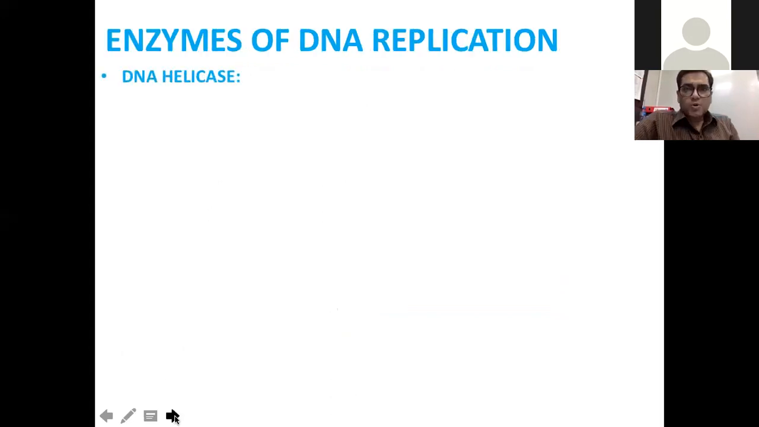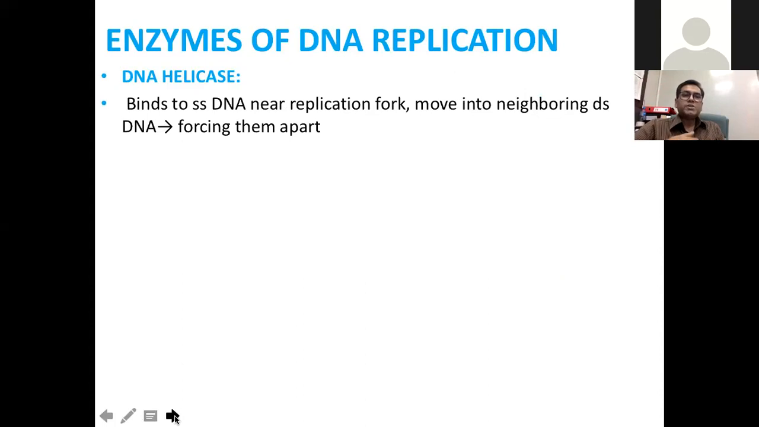Now, let's talk about the enzymes. What enzymes do we need for DNA replication? We need helicase, DNA helicase, because DNA is a helical structure. So before replication, what do we need to do? We need to unwind this helix. This helix will be unwound with the help of helicase. So the first enzyme we need is DNA helicase. What will DNA helicase do? DNA helicase will separate out the two strands and remove the helical structure.